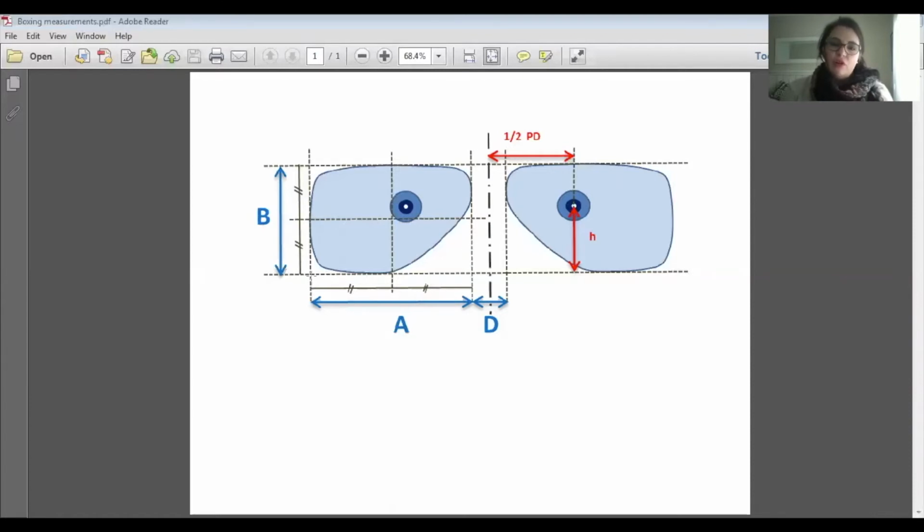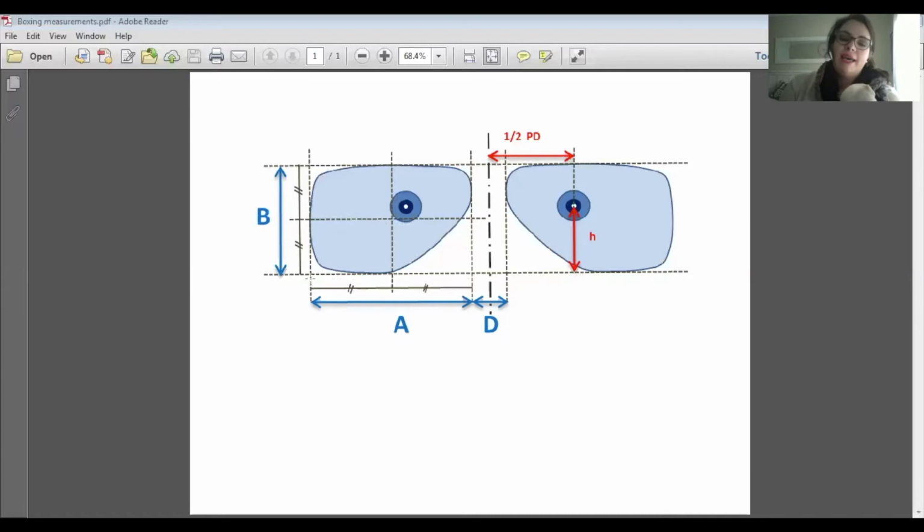The same with your horizontal lines. If you put your ruler in a horizontal position and you move it from the bottom upwards, over here where it touches the lens for the very first time, you're going to draw your bottom horizontal line, and you're going to move it up, up, up. And over here where it touches the lens for the very last time will be your upper horizontal line. So what you're going to get is a box around your right lens and a box around your left lens.